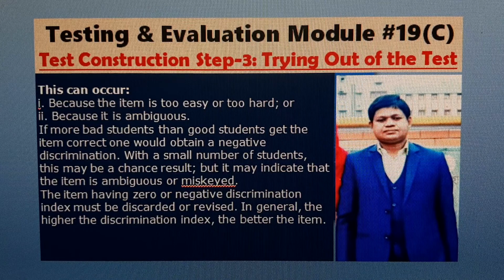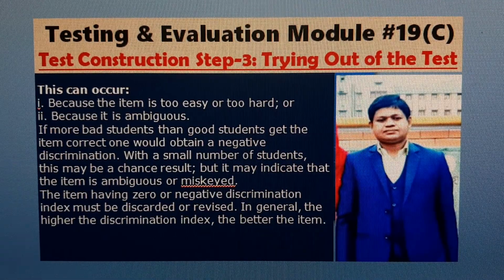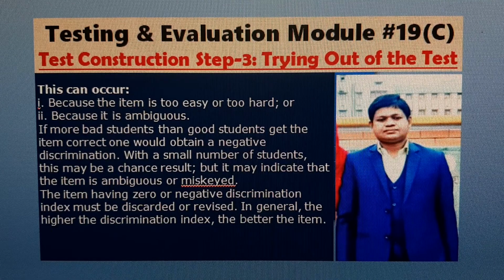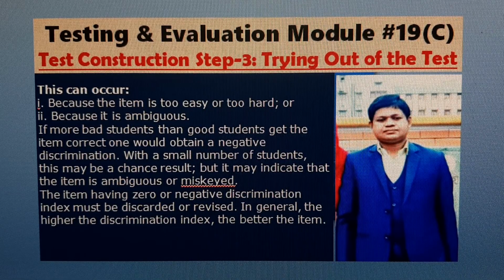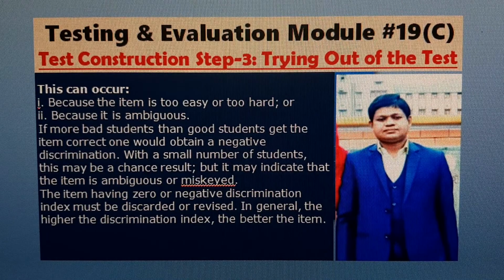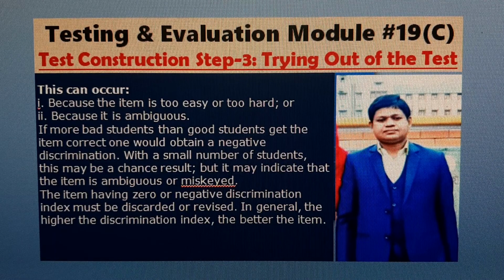If it has a positive value, the item has positive discrimination. This means that a larger proportion of the more knowledgeable students than poor students got the item correct. If the value is 0, the item has 0 discrimination. This can occur, number 1, because the item is too easy or too hard, or number 2, because it is ambiguous.